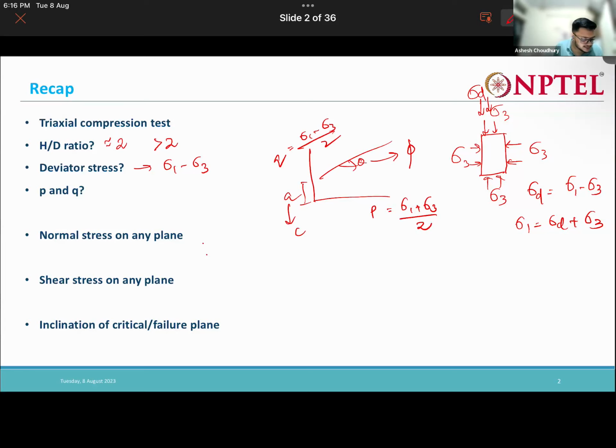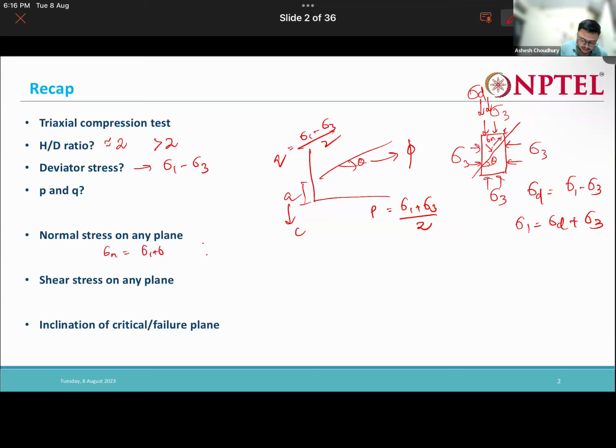Okay, now next is the normal stress. When we have a specimen, the specimen will have some failure plane, right? Okay, we will have some failure plane. So in that plane, and say not failure plane, there is any plane. So any plane on the sample, there will be a normal stress acting and one shear stress, right? So what is the normal stress on any plane?